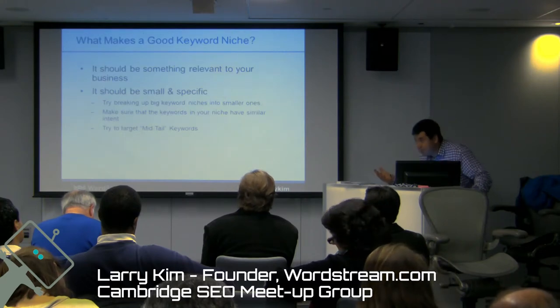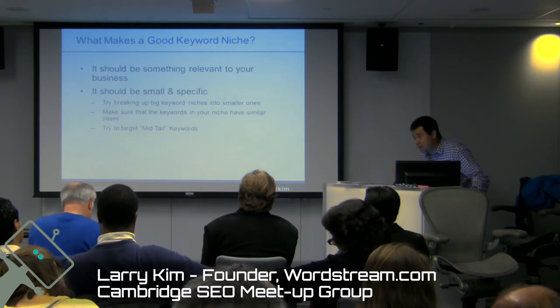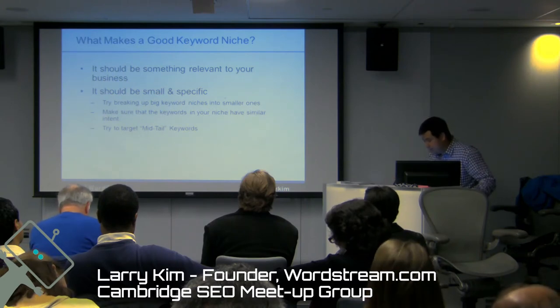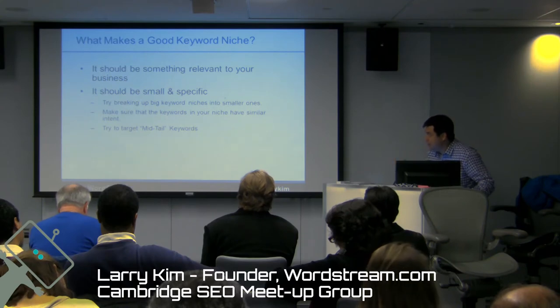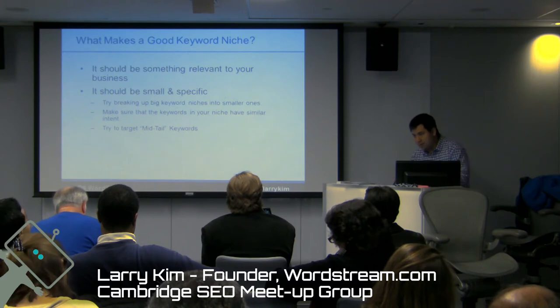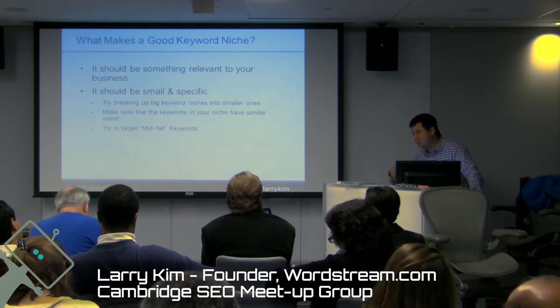What makes a good keyword niche? Ideally, it should be something that's highly relevant to what it is you're selling, the product or service. So something that's both relevant and small enough and specific enough that if you try breaking it up even further into smaller niches, when do you stop breaking these lists up?